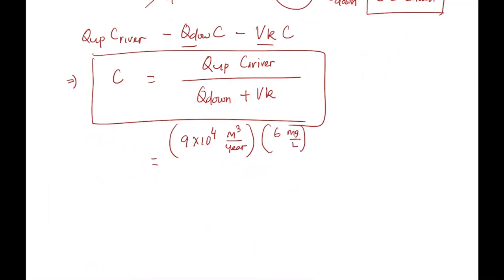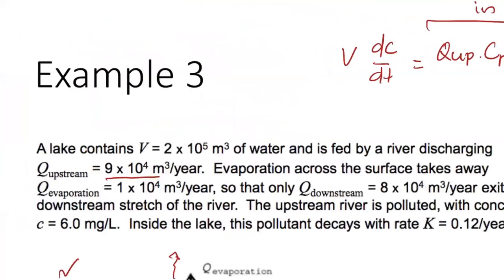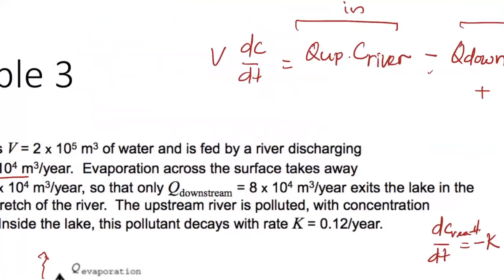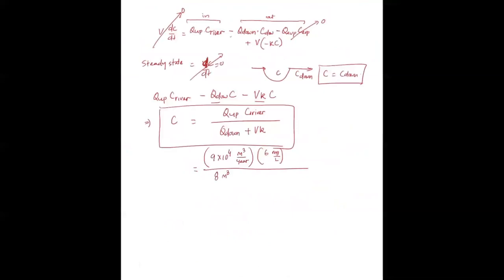So there is a mismatch here. You can change it, but let's see if the denominator and numerator all cancel out. Q downstream is given as 8. Let's write what the downstream is. 8 times 10 to the 4 meter cube per year. So I'm just going to write that.